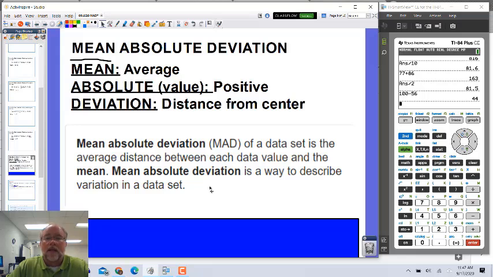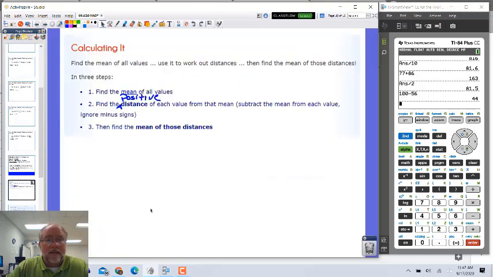Okay, now let's find out how we do this. There's a 3-step process that we will use to calculate mean absolute deviation. The first is we find the mean of our data. That means we're going to add up all of our data and divide by how many data points we have. Second, we're then going to find the positive distance each value, each one of our data points, is from the mean. So basically we subtract the mean from each value and take the positive version of that. And then the last thing we do is we find the mean of our distances, or our differences.